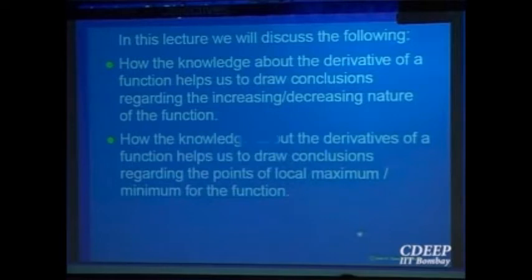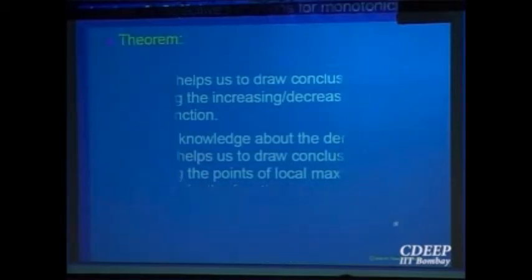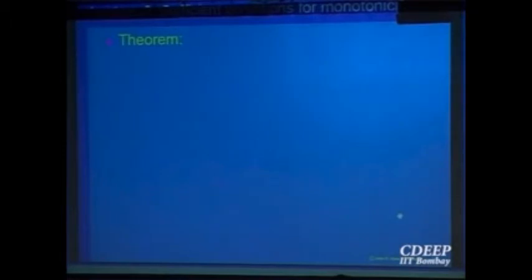So we'll start looking at very simple properties. First of all, if you recall, we defined what is called a function to be monotone, a monotonically increasing or decreasing function. We want to analyze that if we have some more information about the derivative of the function.